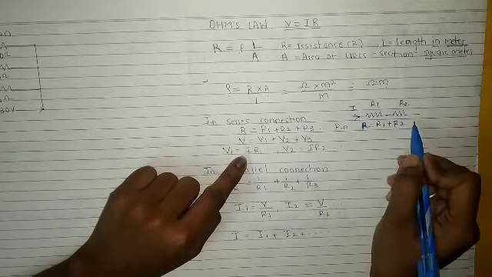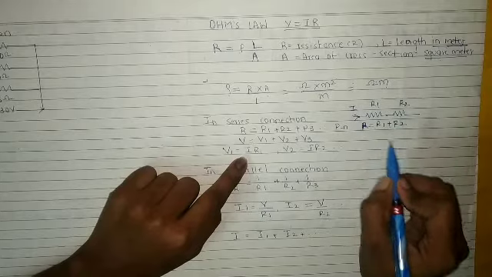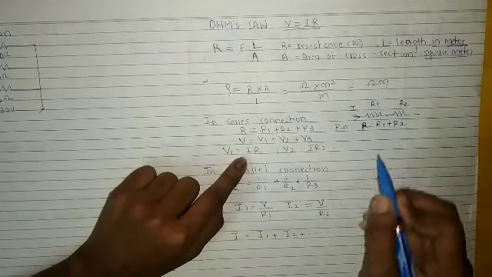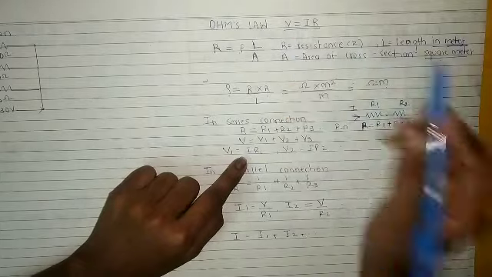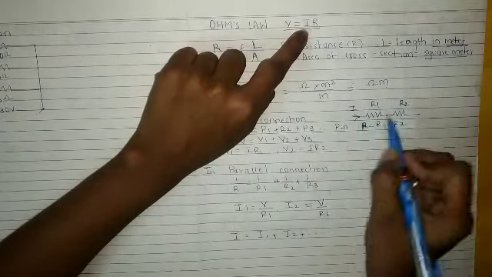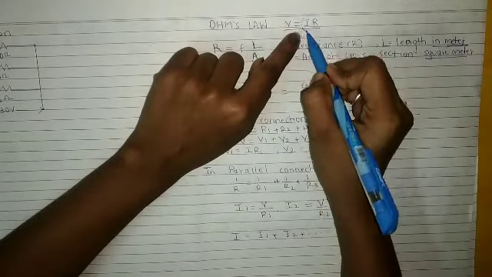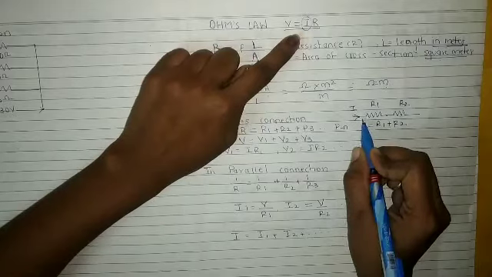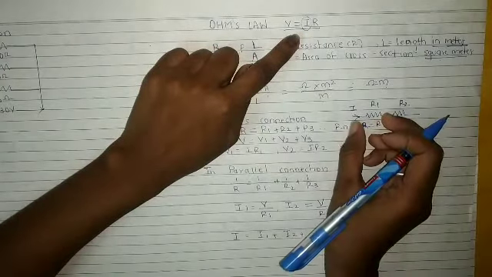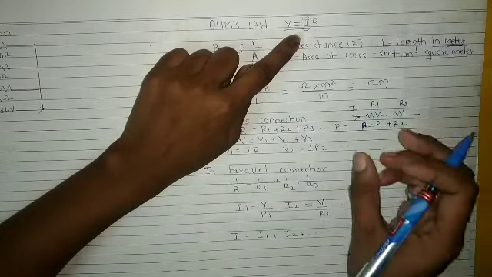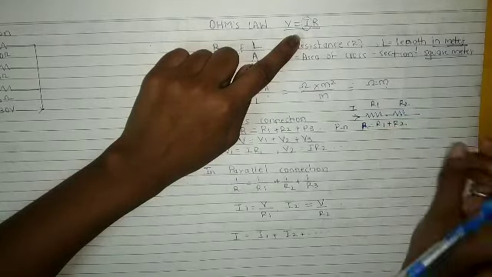Current is the same throughout the circuit, but the voltages are divided. So for the voltages, we derive the formula from Ohm's law. Current is similar throughout the circuit, so this I is constant. The voltage gets divided across the resistances. However many resistances there are, that much the voltage will get divided.